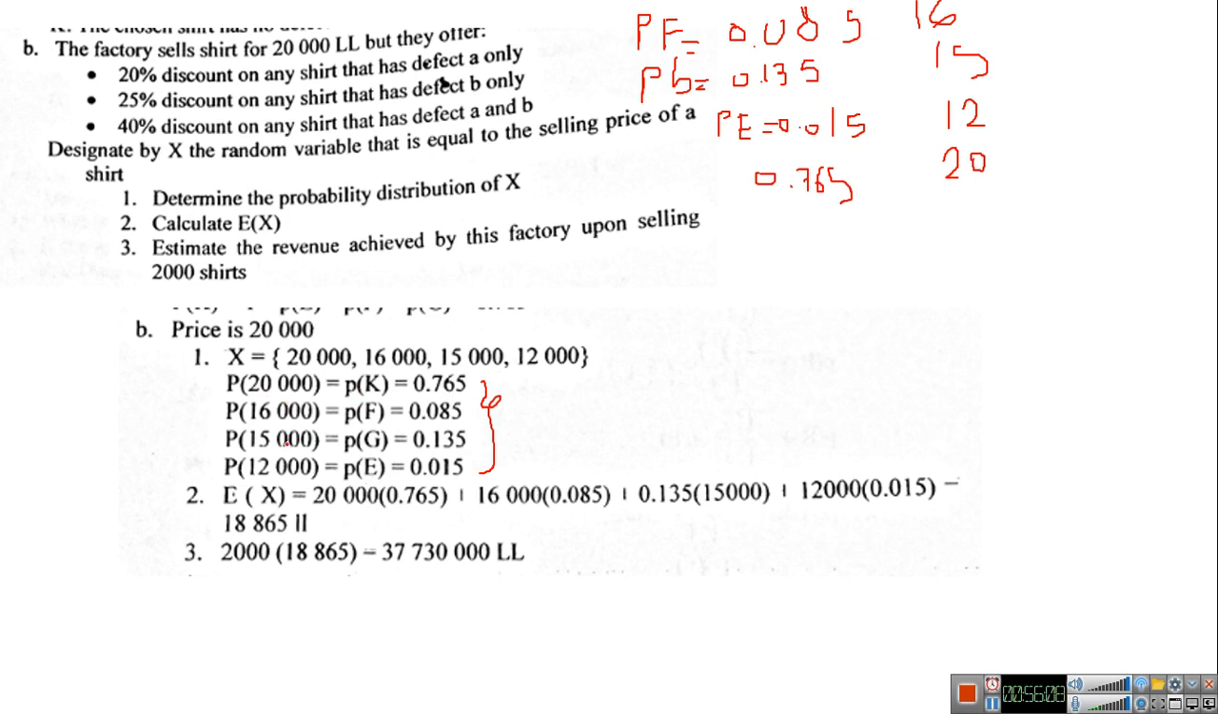20,000 times 0.765 plus 16,000 times 0.085 plus 15,000 times 0.135 plus 12,000 times 0.015, and this is the estimated amount you're going to get. Suppose you're going to get 2,000 shirts, so what do you expect to get? 2,000 times 18,865 will be 37,730,000.